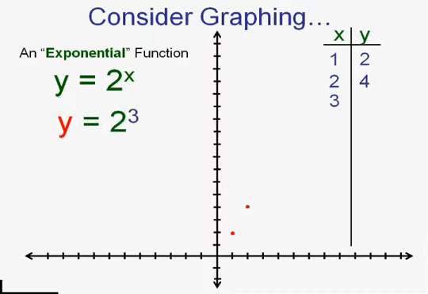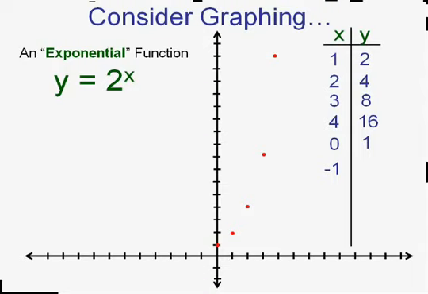2 to the 3rd starts getting much bigger, quicker, is 8. Starting to bend a little bit on you. 2 to the 4th is 16. So we look at the point (4, 16). It's getting very high very quickly, isn't it? Let's go the other way. If we put in a 0, 2 to the 0 power, remember about exponents. Anything to the 0 power is 1. Okay, so we have the point (0, 1).